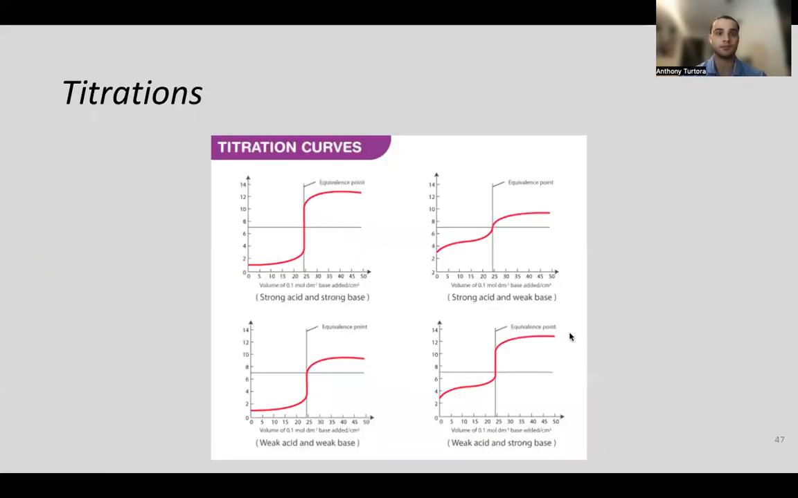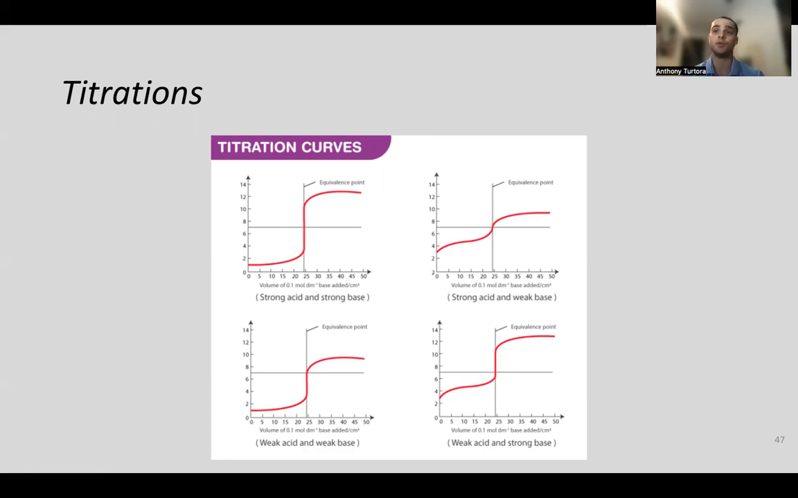All right. So titrations. I'll talk specifically about titrating a strong acid with a strong base, and then vice versa. The different parts of a titration curve are important, and so is what titration is specifically. We use titrations to determine the identity of a weak acid or a weak base.